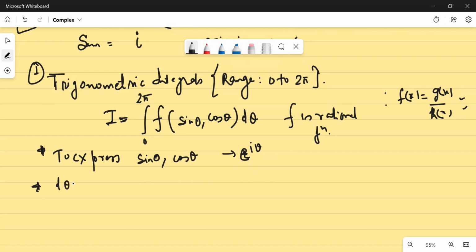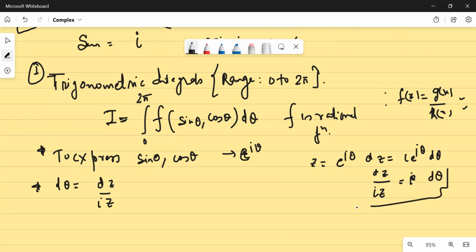I would express d theta as dz upon iota z. You can clearly see that if I take z equal to e to the power iota theta, dz will become iota e to the power iota theta d theta. And it is fairly easy to see that this would be dz upon z, and this iota also gets here, so you will get simply d theta. So d theta can be written as dz upon iota z. And overall, you can see that your integral can be represented as some integral in dz.